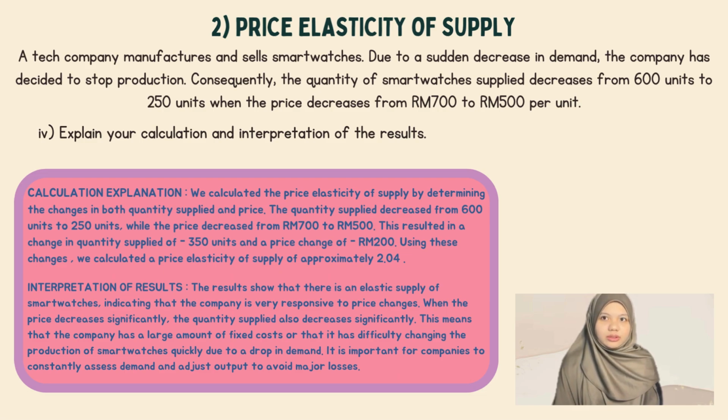For the interpretation, the results show that the supply of smartwatches is elastic, indicating that the company is very responsive to price changes. When the price decreases significantly, the quantity supplied also decreases significantly. This means that the company has a large amount of fixed costs, or that it has difficulty changing the production of smartwatches quickly due to a drop in demand. It is important for companies to constantly assess demand and adjust output to avoid major losses.